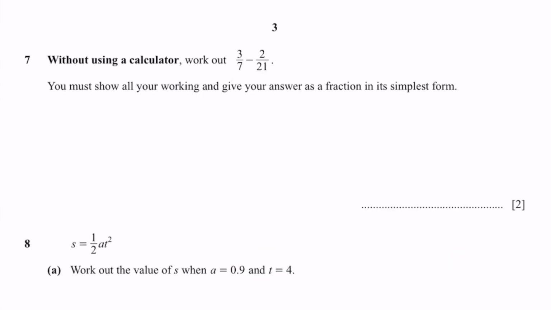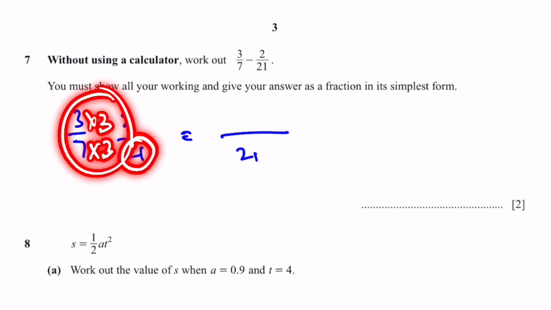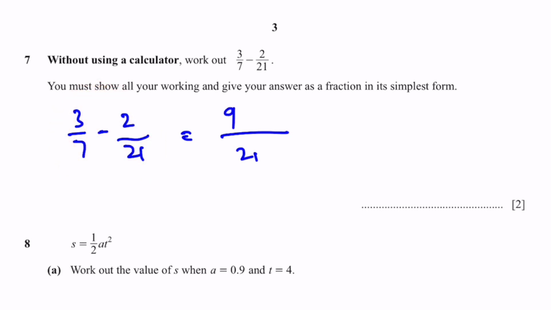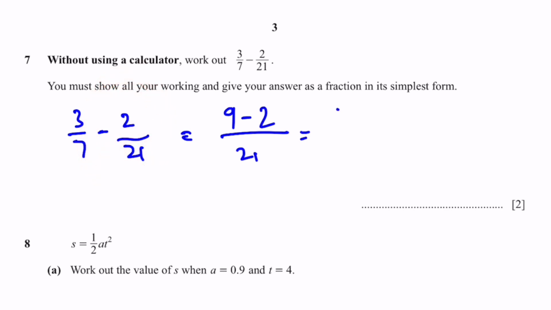Question 7. Without using a calculator, work out 3/7 minus 2/21. You must show all your working and give your answer as a fraction in simplest form. So what's the LCM of 7 and 21? 21, right? So 3/7 minus 2/21 can be written as something over 21. We need to multiply 7 by 3 to get 21, so we need to multiply 3 by 3 as well to make the fraction the same. That means we get 9, and then minus 2, because it's already in the form of something over 21. That equals 7/21, and in simplest form, this can be written as 1/3. That's the answer.